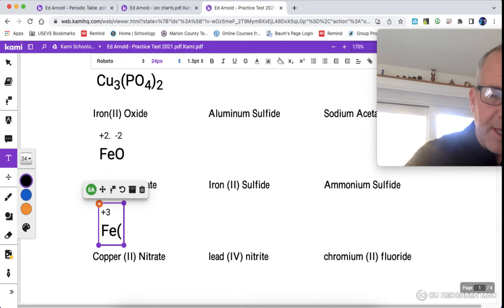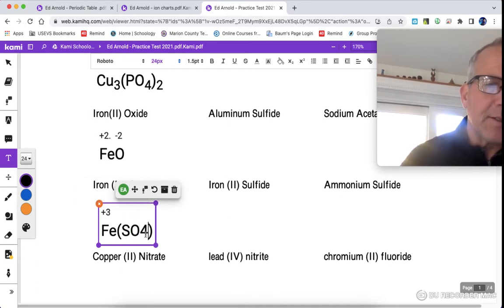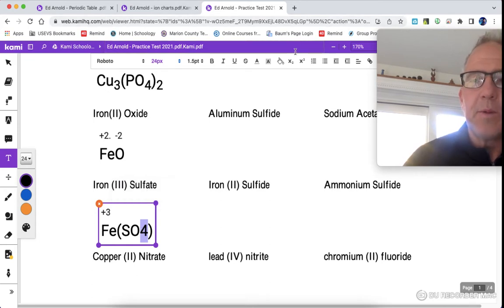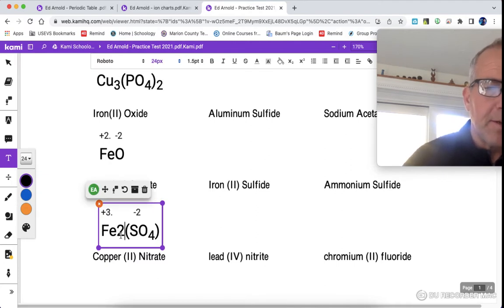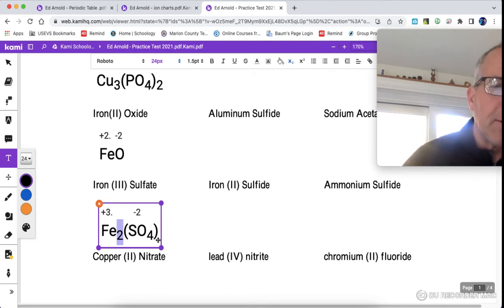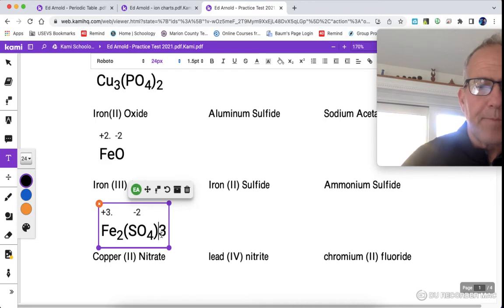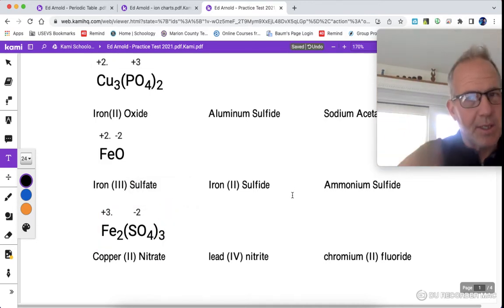Now, polyatomic ion, put it in parentheses because it's easier to do that. And why not do it the easy way? And plus it looks cool too. And so that SO4 was minus 2. Okay, now we're going to crisscross. So we put a 2 here. Make that a subscript. And we're going to put a 3 right here. All right. And that is pretty much that section, okay?